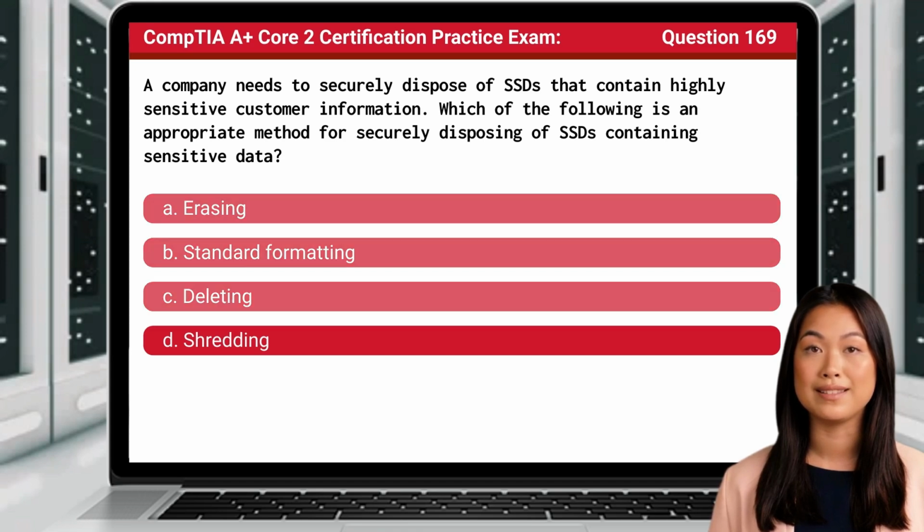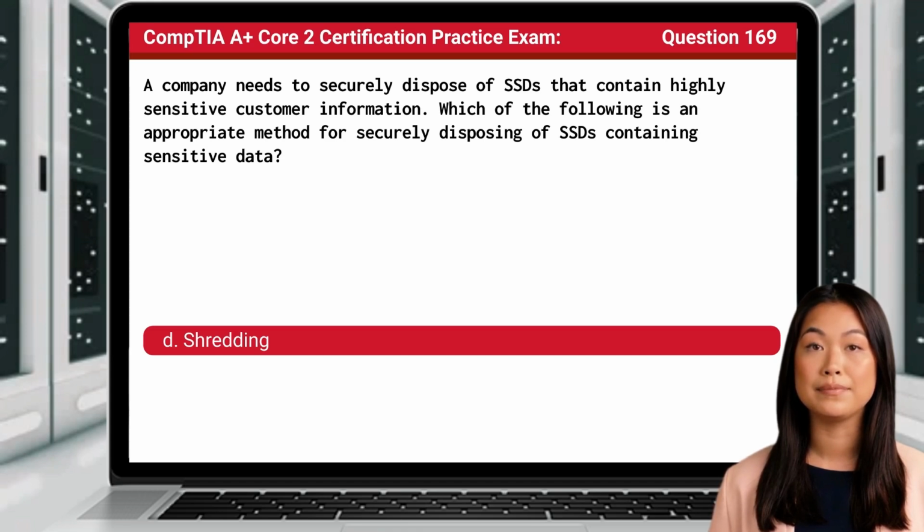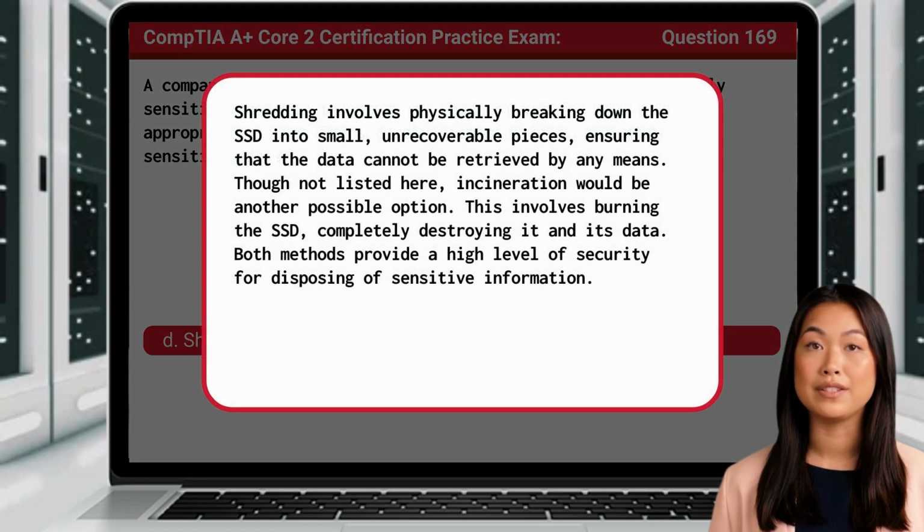The answer is D. Shredding. Shredding involves physically breaking down the SSD into small, unrecoverable pieces, ensuring that the data cannot be retrieved by any means. Though not listed here, incineration would be another possible option. This involves burning the SSD, completely destroying it and its data. Both methods provide a high level of security for disposing of sensitive information.